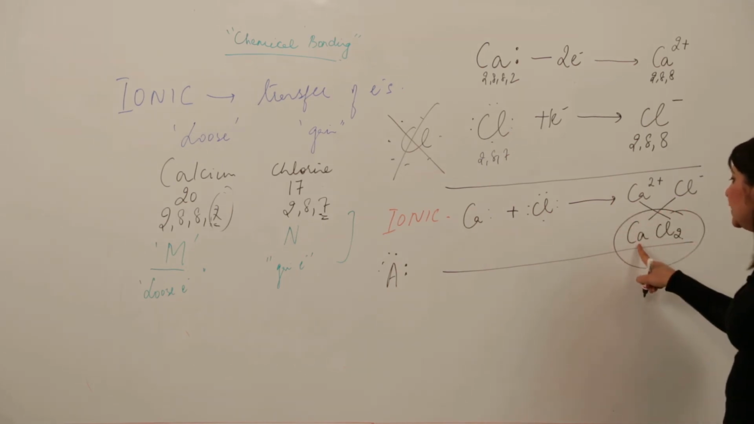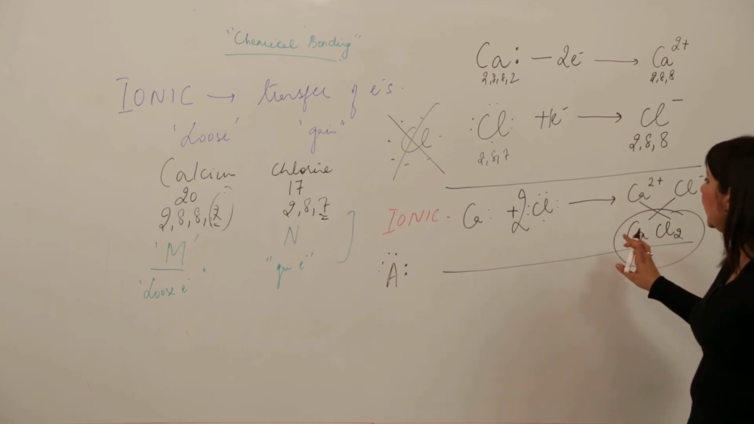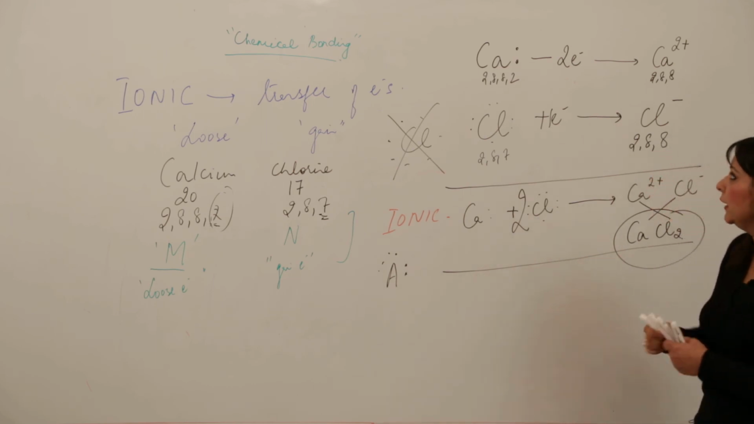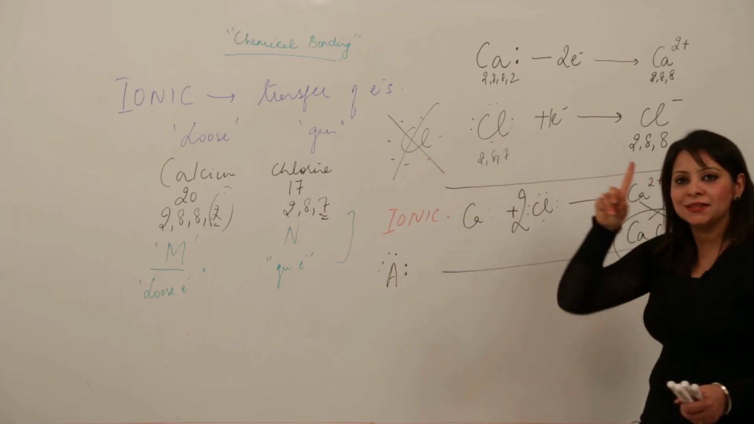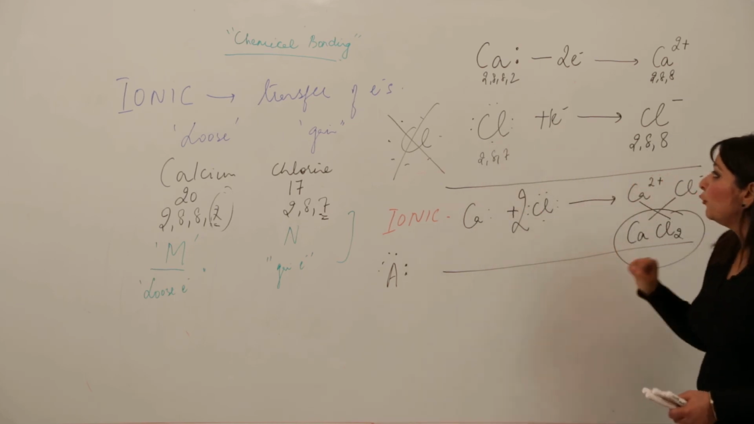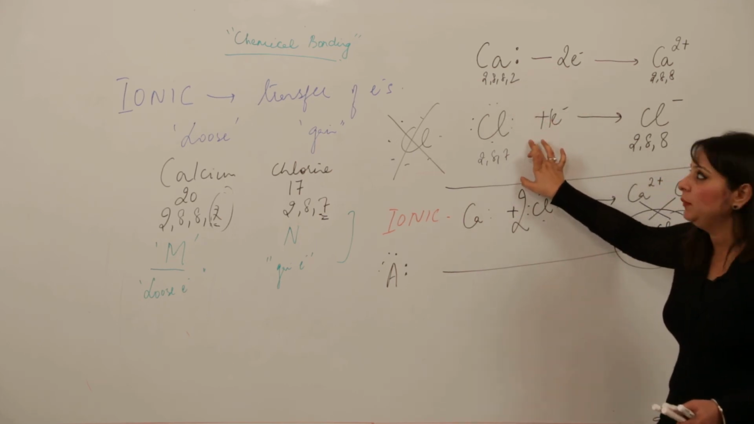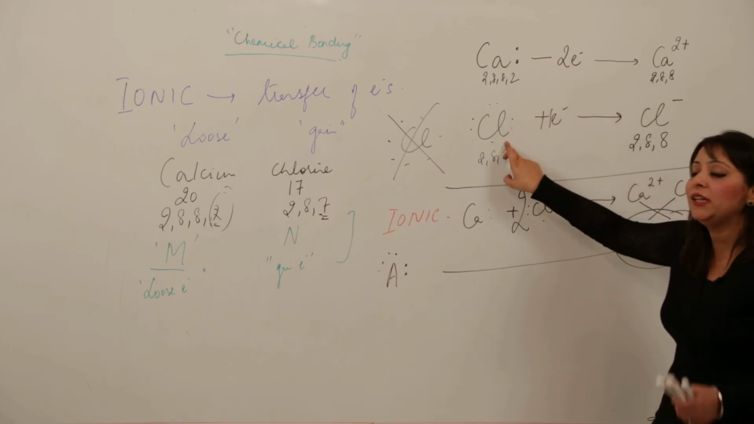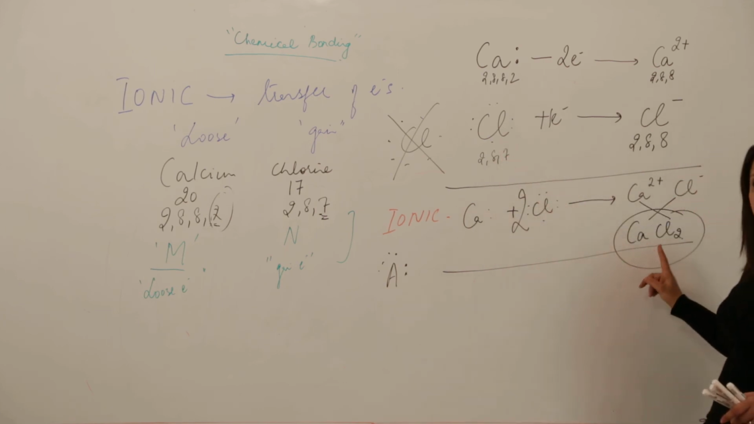It means there is 1 Ca and 2 Cl. So 2 Cl means write 2 Cl, right? Let me make it clear why we have written 2 Cl. One Ca has given 2 electrons, right? But 1 Cl needs 1 electron. That means for the combination, 1 Ca will combine with 2 Cl. That means for donating 2 electrons, calcium needs to bind with 2 chlorine, because each chlorine needs 1 electron. That is why the formula becomes CaCl2.